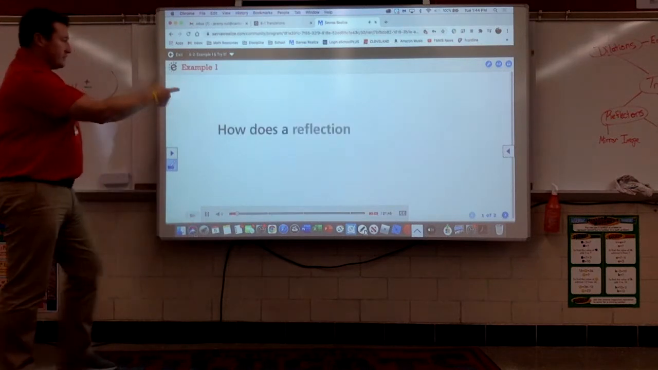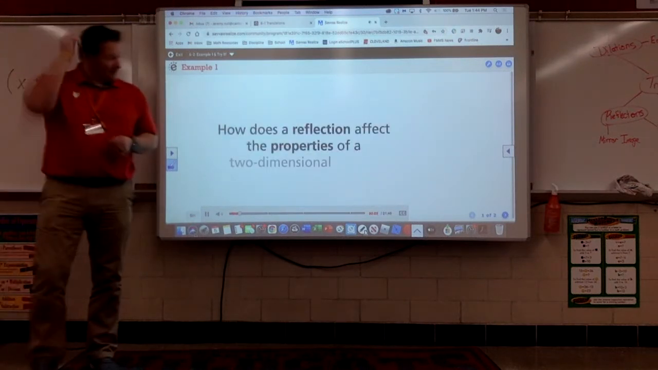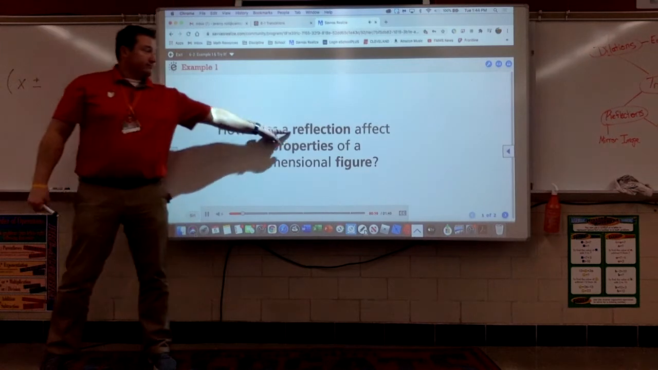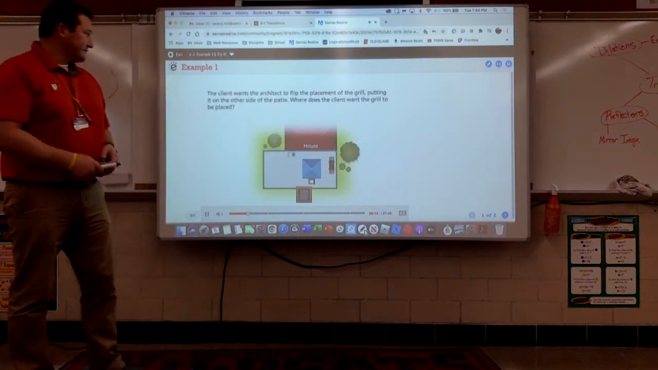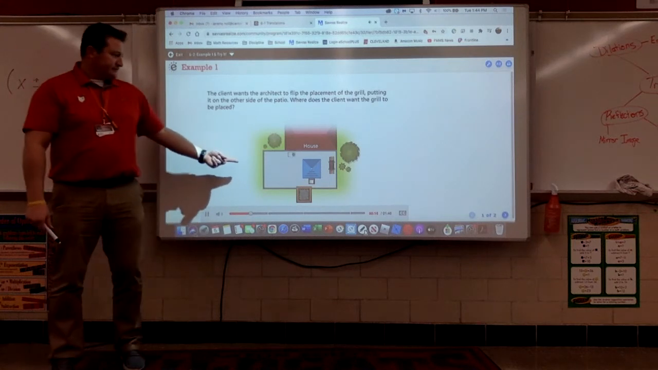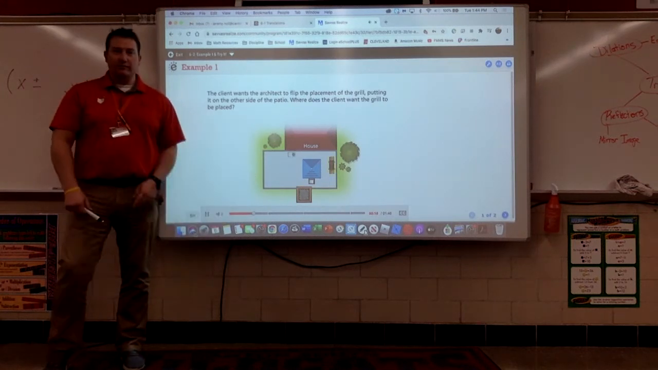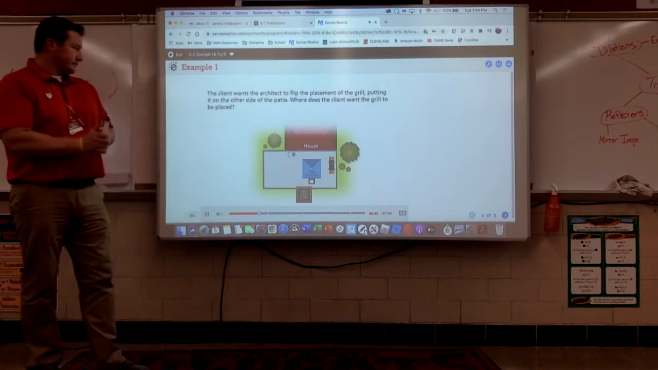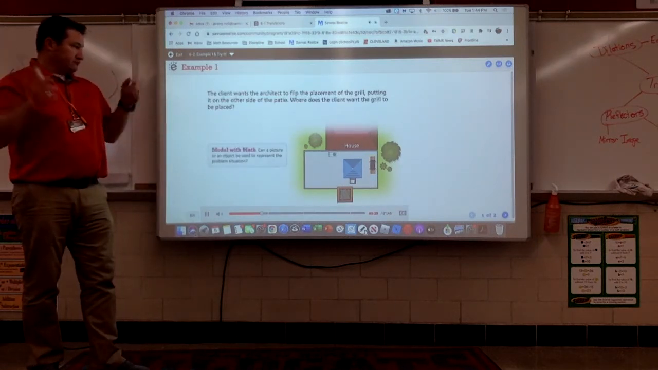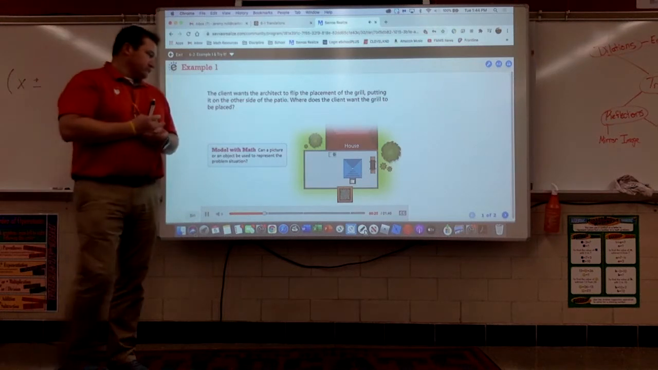How does a line of reflection affect the properties of a two-dimensional figure? Think about this question during our lesson. The client wants the architect to flip the placement of the grill to the other side of the patio. Where does the client want the grill to be placed? Can a picture or an object be used to represent the problem situation?